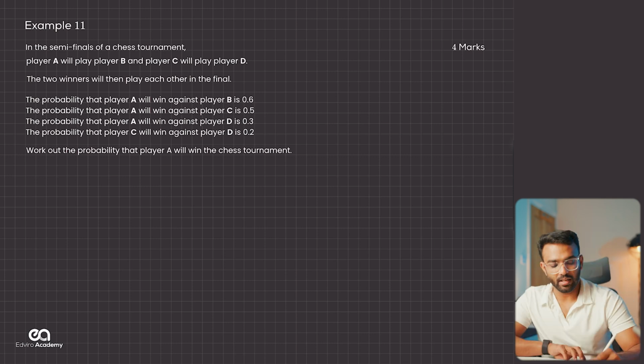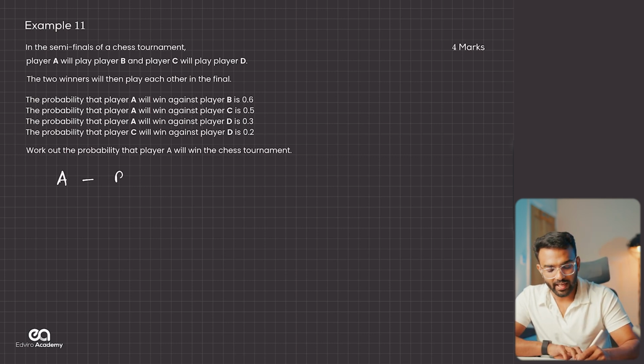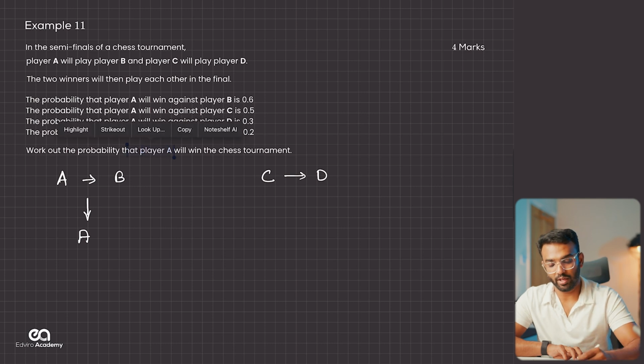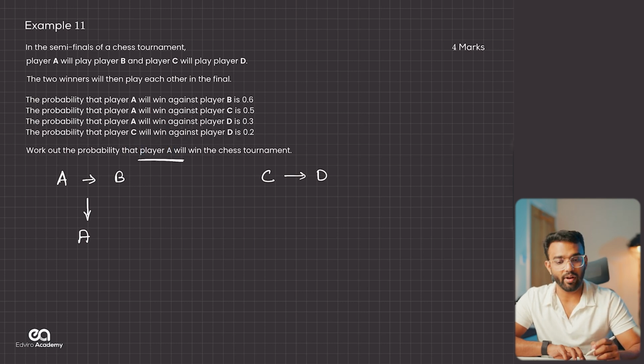So you see how this works is, look at this. A will play against B, and we will have C playing against D. The winner from A to B must be just an A. Why is that? Because we want to work out the probability of player A winning. What would be the probability of player A winning?